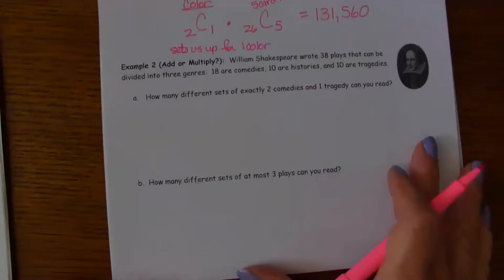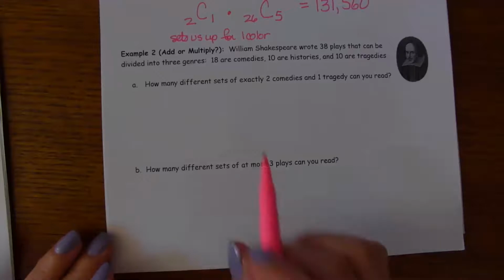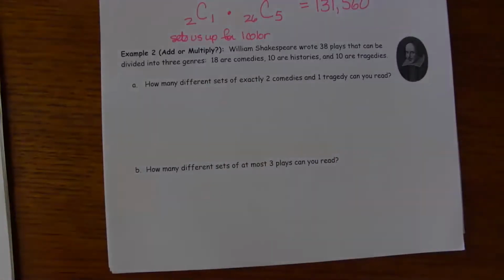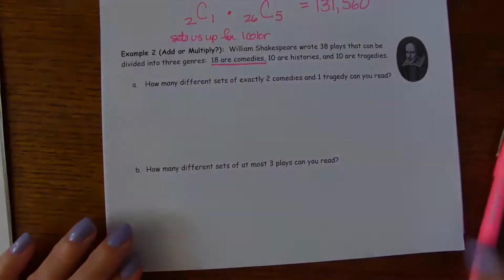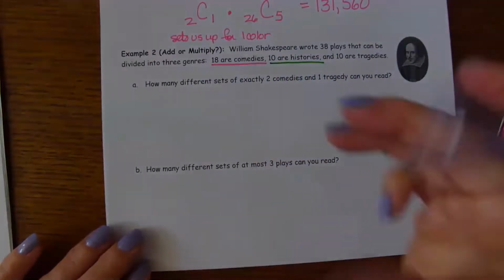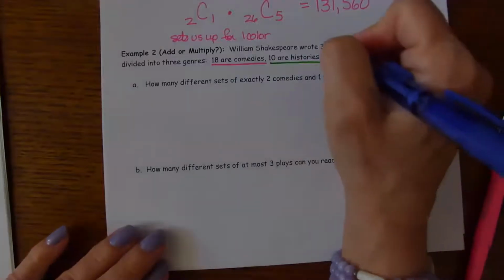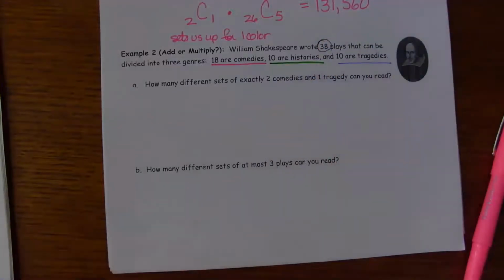All right. Any Shakespeare fans? None. Uh-oh. All right. William Shakespeare wrote 38 plays that can be divided into 3 genres. 18 are comedies, 10 are histories, 10 are tragedies, and there's a total of 38 plays. How many different sets of exactly 2 comedies and 1 tragedy can you read?